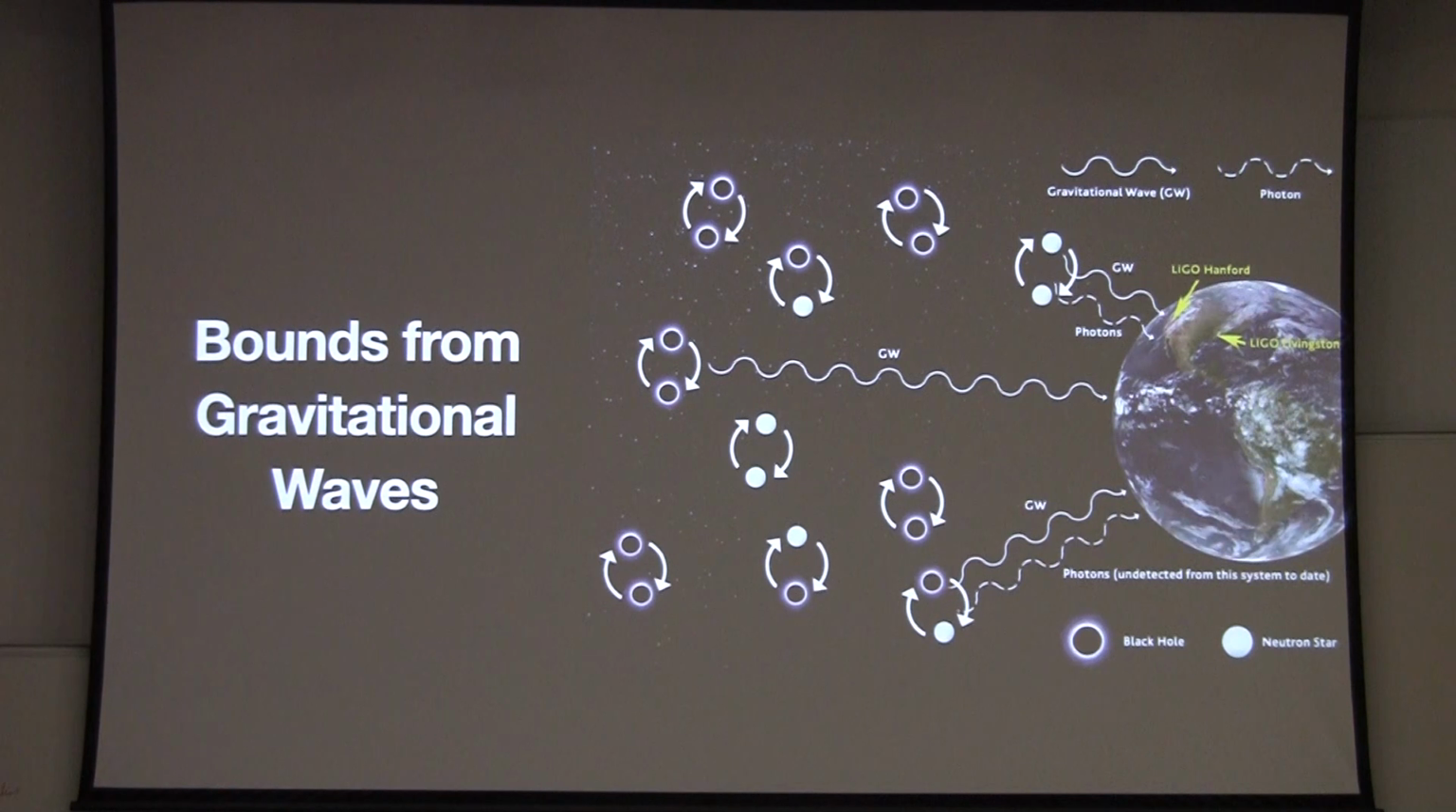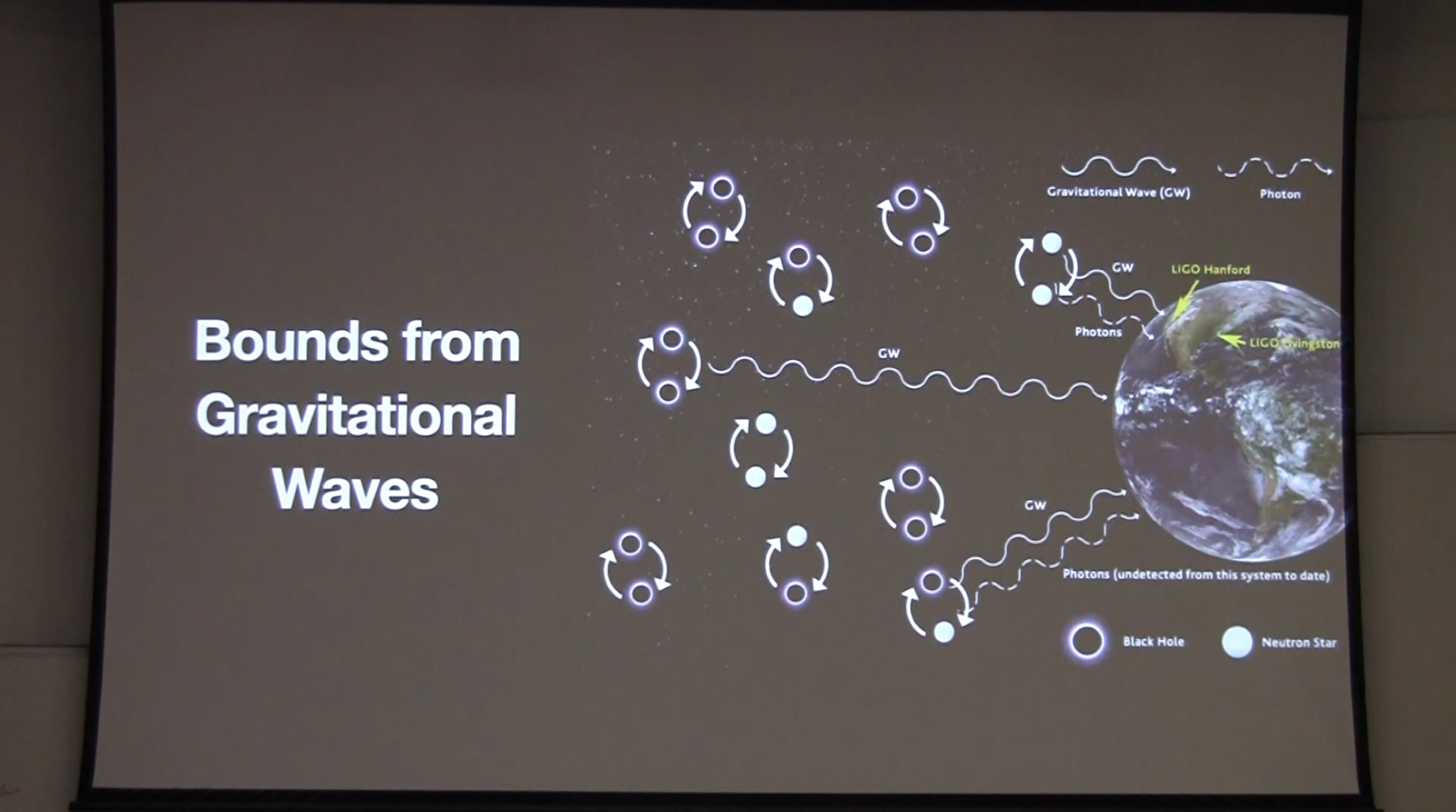We also have 3 confirmed neutron star black hole mergers. And from those we get the gravitational wave signal. And there maybe could be an electromagnetic signal, but we haven't seen one yet. So we're not sure if there's a chance for photons to actually escape in those mergers.